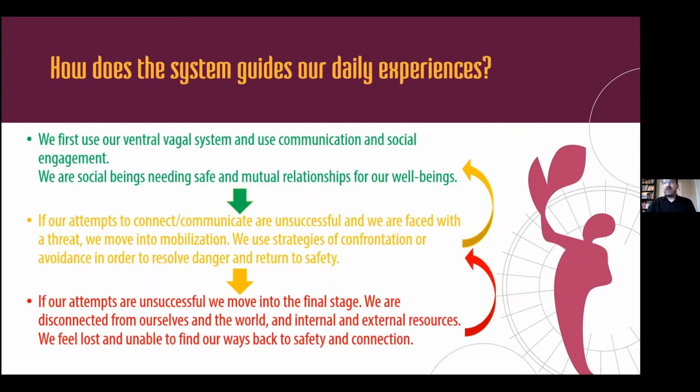As we mentioned, the system guides our experiences on a daily basis. Usually we first start in the ventral vagal, when we can use communication, social engagement, and so forth, because we are social beings. That's usually the state we are naturally in if we have not experienced any severe traumatic experiences or abuse. Once we're in that state and there is a sense of danger or threat at hand, we move down to the sympathetic system, written here in yellow. If we're trying to connect or communicate and it still doesn't work and we're still faced with a threat, we start to be mobilized. So we use all sorts of strategies to either confront the danger or back off and run away in order to go back to green and return to safety.